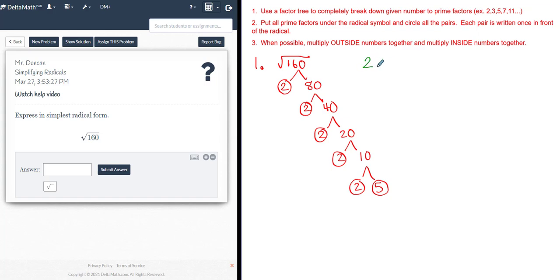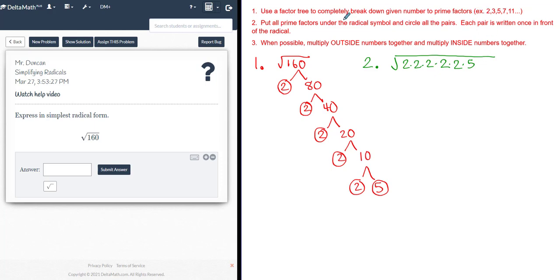Step number 2, it says put all the prime factors under the radical symbol and circle all the pairs. So I'm going to put my radical. And then I'm going to put 1, 2, 3, 4, 5 2s. And then I have 1 5 all by itself. So those are under the radical.